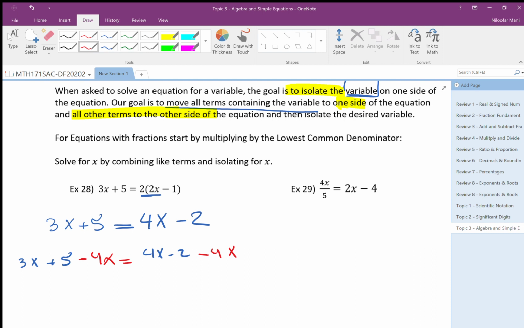And remember, if I add to both sides, subtract from both sides, multiply both sides, or divide both sides, I didn't change my equation. I didn't do anything wrong. It is mathematically and logically correct when I subtract from both sides, multiply both sides, divide both sides, or add to both sides. So I do this.